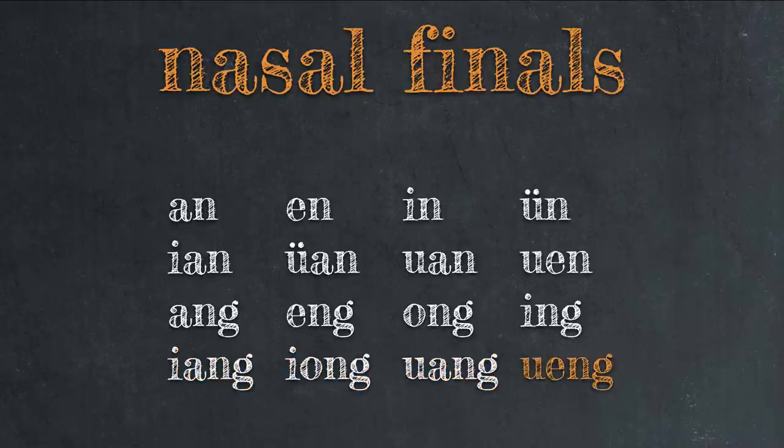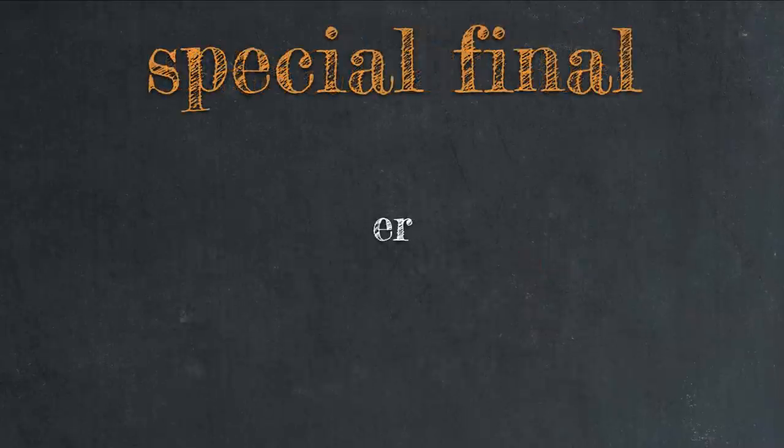And just like the first group, UEN is often shortened to UN in practice. Lastly, we have one special final spelled ER that sounds like er, and it is special because it cannot be preceded by an initial. So it is a standalone sound and represents a character by itself.